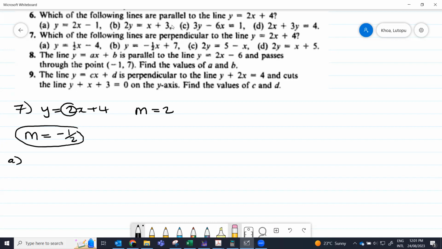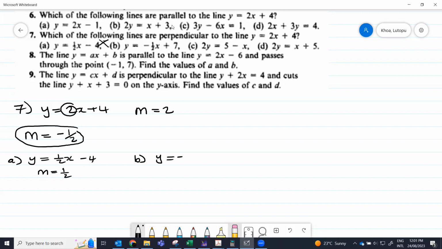So option A, we have y is equal to a half x minus 4. Here the gradient is a half. We're looking for minus a half, so A is not parallel, not perpendicular rather.